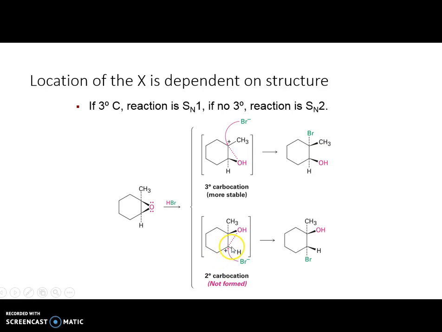We do not have the ring open to put positive charge on the secondary carbon because that's less stable. So we do not get this with the bromide on the secondary carbon. However, if you had a secondary and a primary carbon, things change, and the primary carbon then ends up getting the halogen.